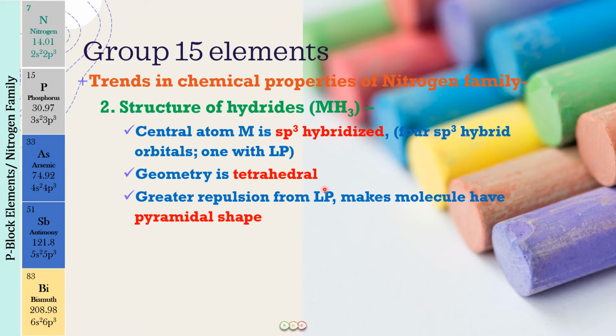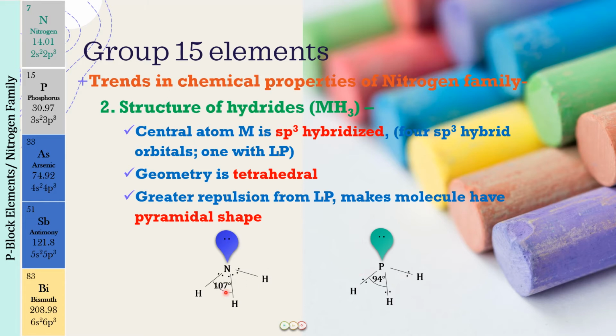So lone pair bond pair repulsion is going to be more than bond pair repulsion, and hence the angles are going to be closer, and hence we find that the shape has distorted from the normal tetrahedral one to a pyramidal shape. So you can look over here, we have the ammonia molecule, we have the phosphine molecule. This is going to be NH3, this is PH3.